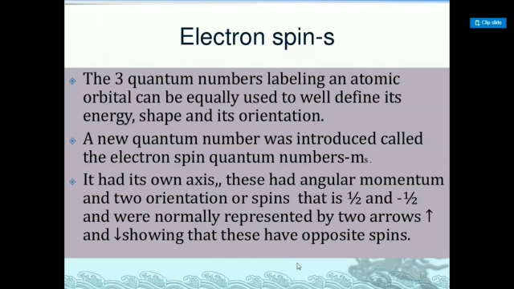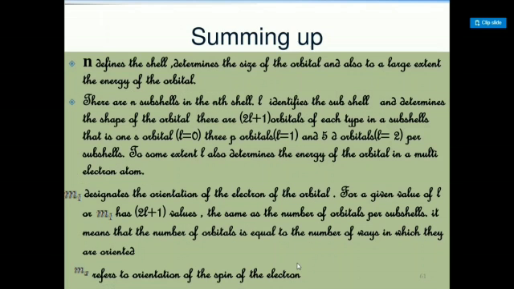These are normally represented by two arrows, an upward arrow or a downward arrow, showing that they have opposite spin. That means each orbital contains two electrons. Of these two electrons, one electron is moving clockwise and its value is plus half, and if it is moving anticlockwise, its value is minus half. So plus half is shown by the upward arrow and minus half is shown by the downward arrow.